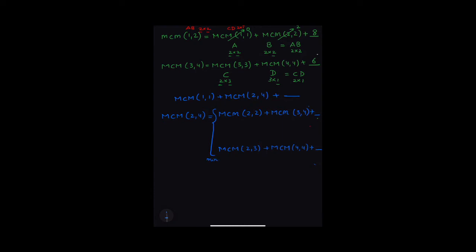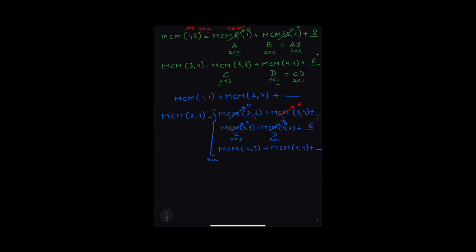Now we know that the value of 2,2 is already 0. We have to find the value of LCM 3,4. This can be written as LCM 3,3 plus LCM 4,4 plus some cost. Now since the value of 3,3 is 0 and 4,4 is 0, and the matrix C has a dimension of 2 cross 3 and the matrix D has a dimension of 3 cross 1, multiplying CD is equal to 6. Now let us check the total cost that I'm getting over here. So the total cost I got was 6.